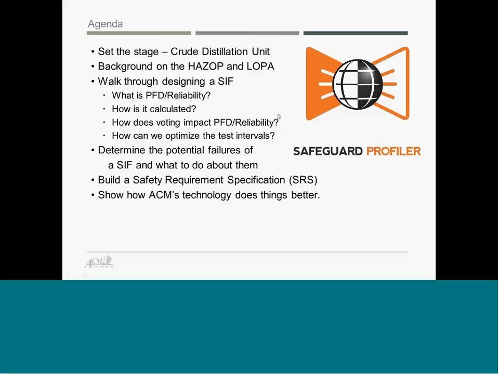So what we're going to do in this section, I'm going to set the stage and talk about the crude unit again. It's a little overview, background on the Hazop and LOPA that we just did, to catch people up. Then we're going to walk you through designing a safety instrumented function. So what is PFD and reliability? How do you calculate it? How does voting impact PFD? And how do we optimize our test intervals? We're also going to determine the potential failures of a SIF and what to do about them, and build a safety requirement specification. Throughout this, you're going to see how SafeGuard Profiler does this better compared to spreadsheets or competing tools.